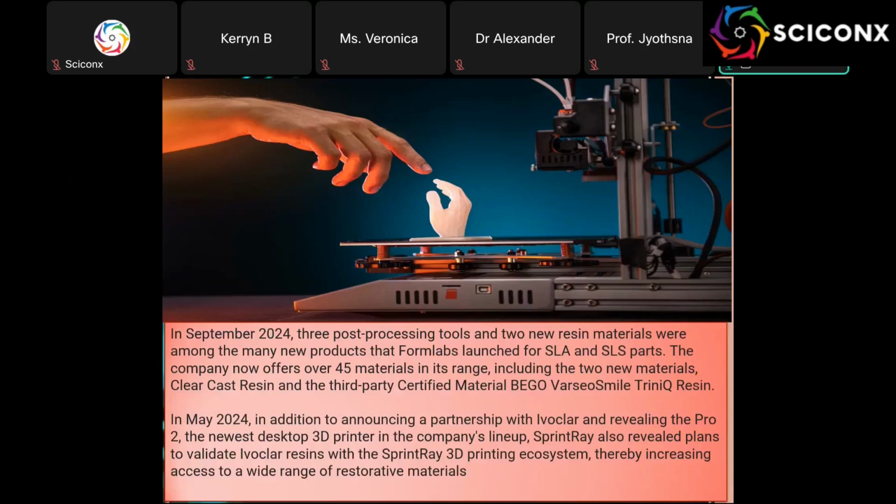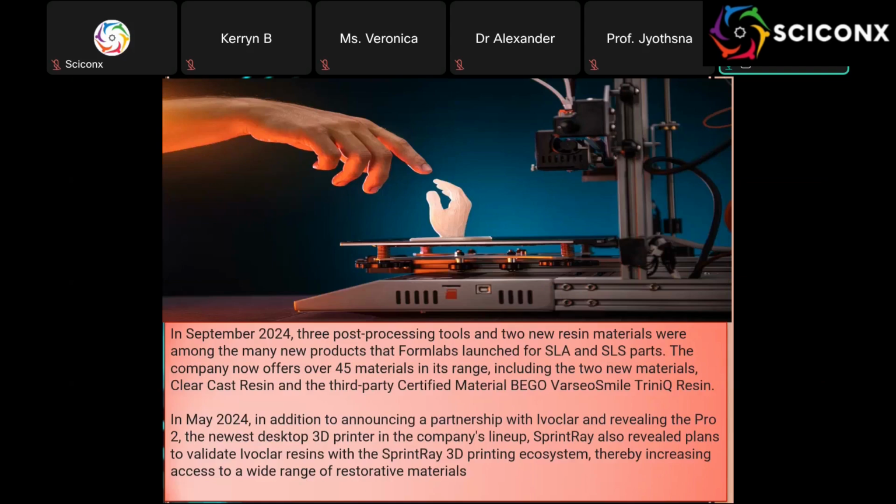among many new products formed by Formlabs, which launched through the SLA technique, through the SLS technique. So this company offers 45 materials, including 2 newer materials. One is a Clear Cast resin. The second one is Versio Smile Trinity resin. So these are the 2 newer materials which are formulated by Formlabs.